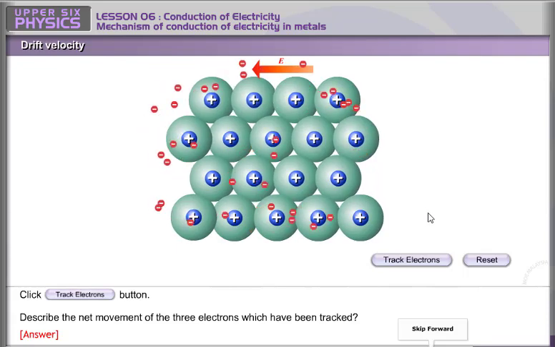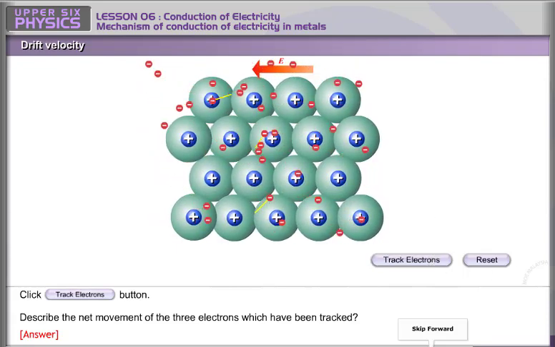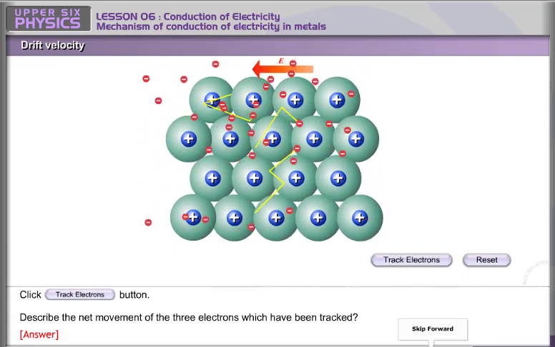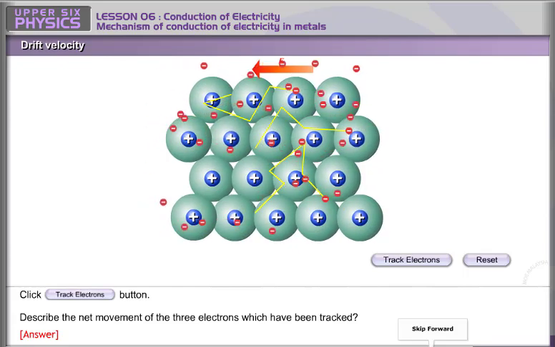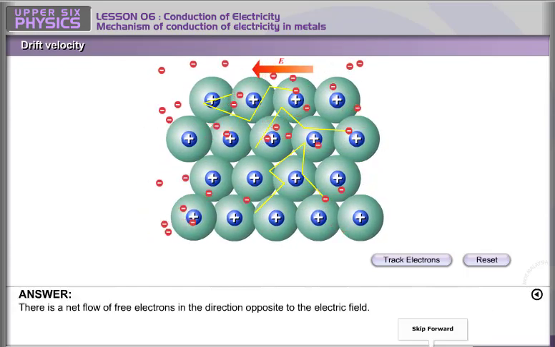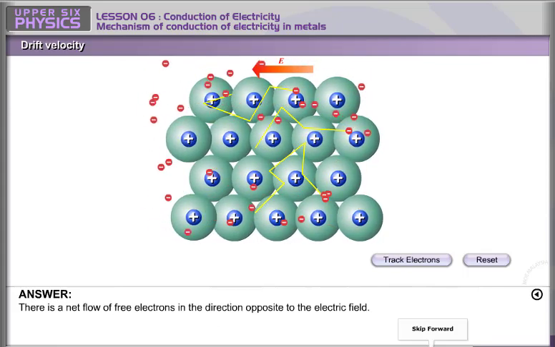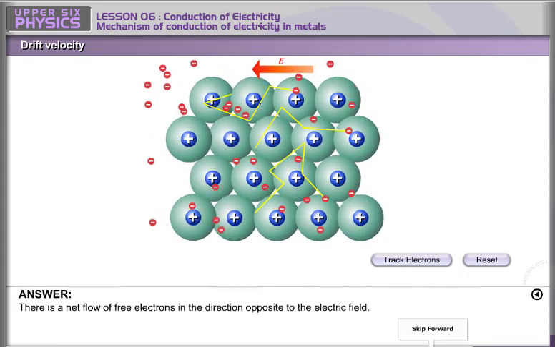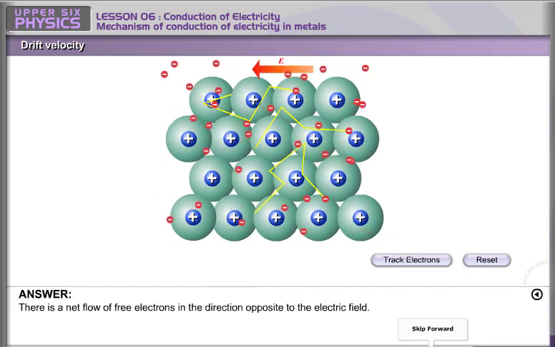Click the Track Electrons button. Describe the net movement of the 3 electrons which have been tracked. Answer: there is a net flow of free electrons in the direction opposite to the electric field.